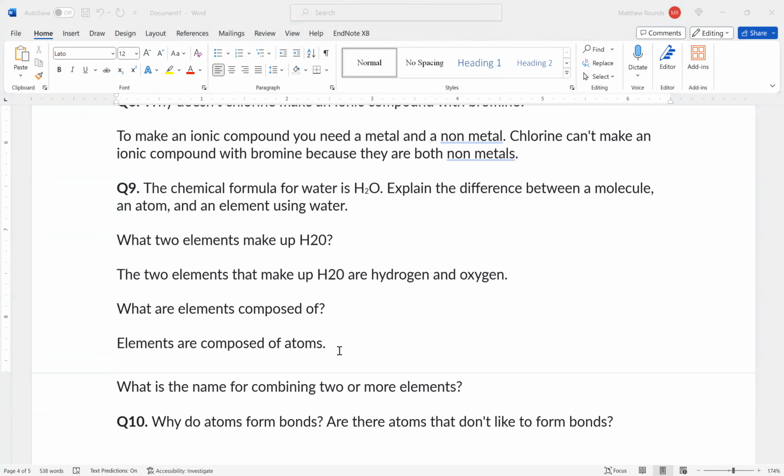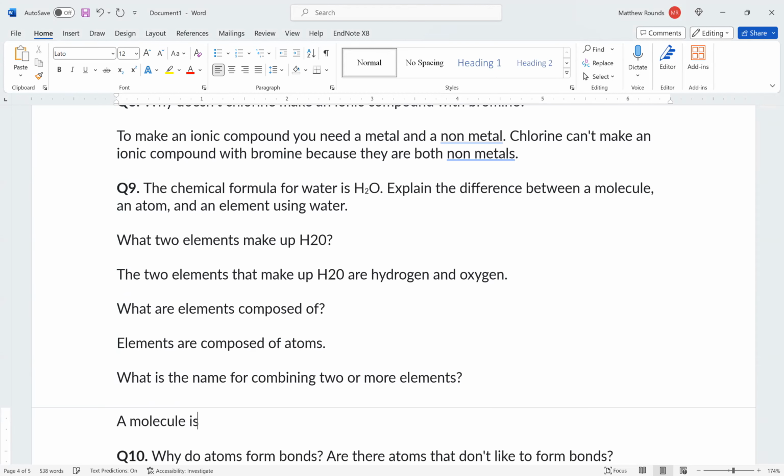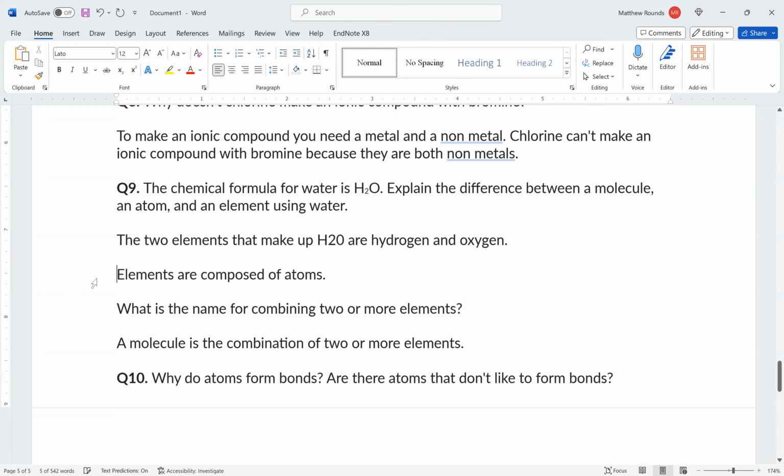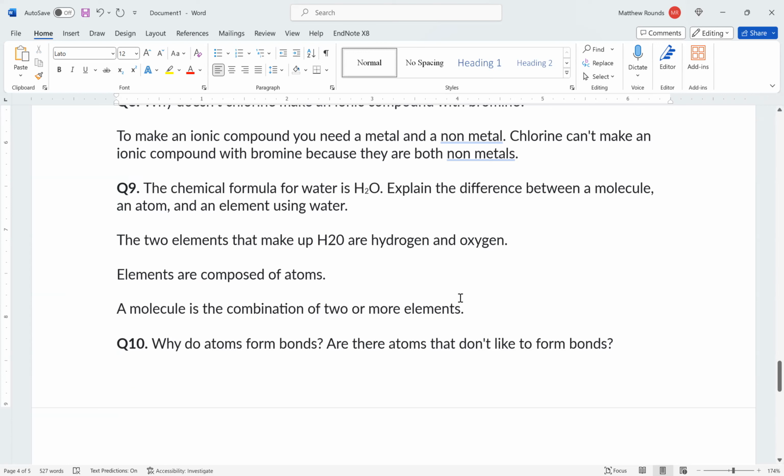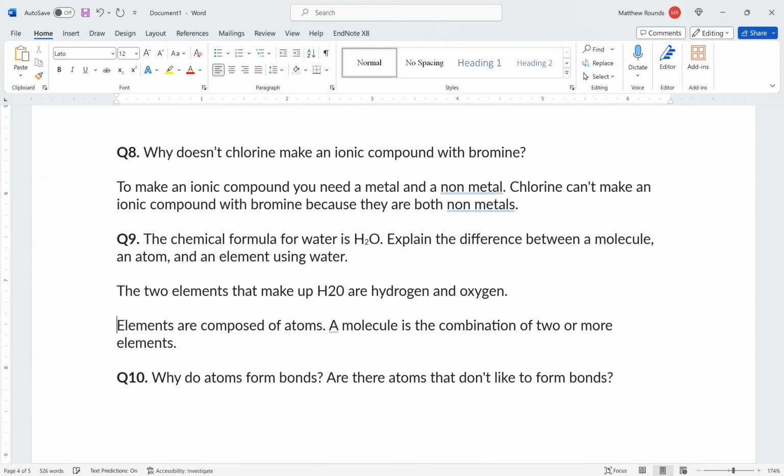So let's rewrite it slightly differently. A molecule is two or more elements. Is the combination. Okay, and that's the way to answer this. Does the order matter? Sure, you could say, I mean, I think this is fine though, the way it's written.